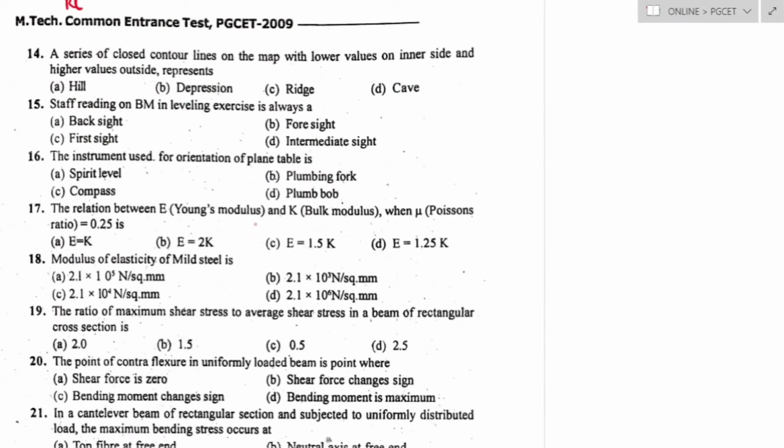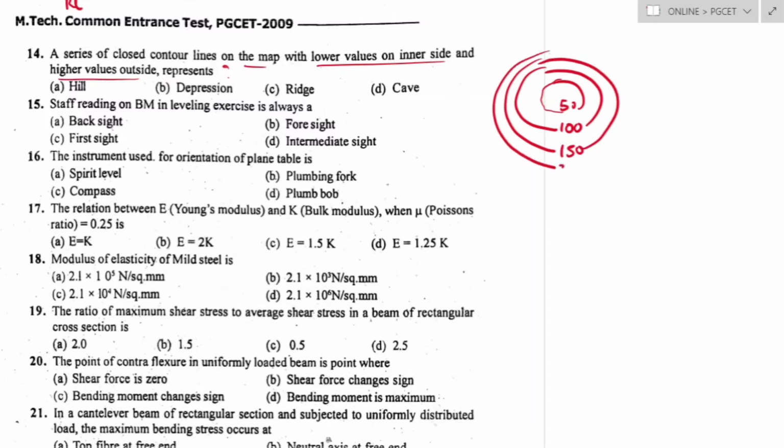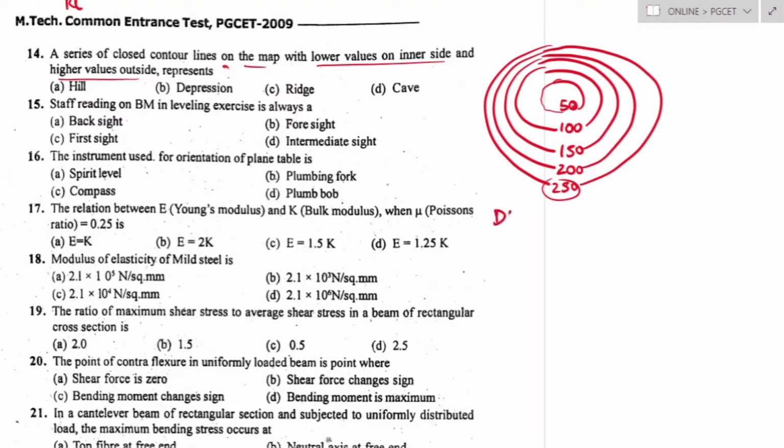Question number 14. A series of closed contour lines on the map with lower values on inner side and higher values on outer side represents. Consider a contour profile. In this contour profile, you can observe the lower values of the contour lines are on the inner side and the higher values are on the outer side. So, this type of contour profile represents depressions.